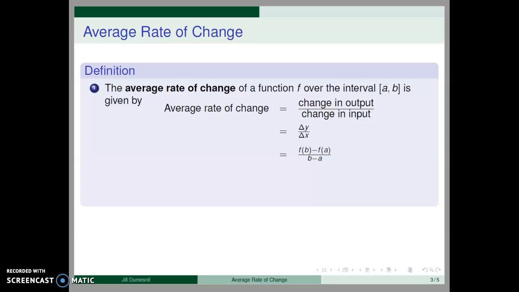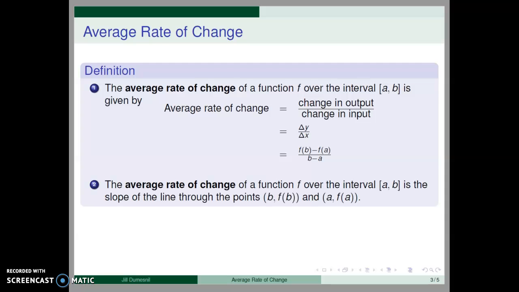Thus, the average rate of change of a function f over the closed interval from a to b is given by the quantity f of b minus f of a divided by the quantity b minus a. Note that the average rate of change of a function f over a closed interval from a to b is the slope of the line through the points b, f of b and a, f of a.